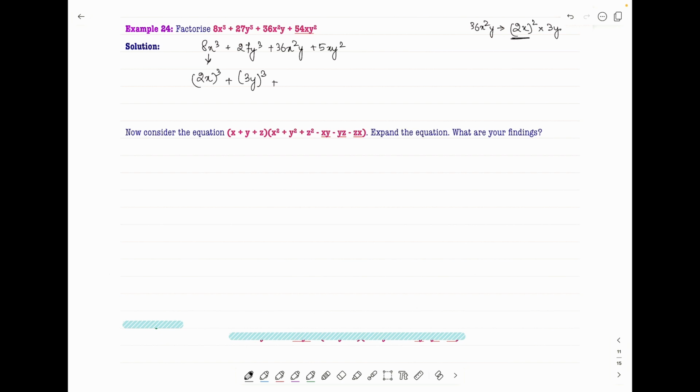See, 2 square is 4. 4 into 3 is 12. How many times do I multiply so that I get 36 from 12? 12 into 3 is 36, so I will multiply by 3. So instead of 36x square y, I will write 3 into 2x whole square into 3y.